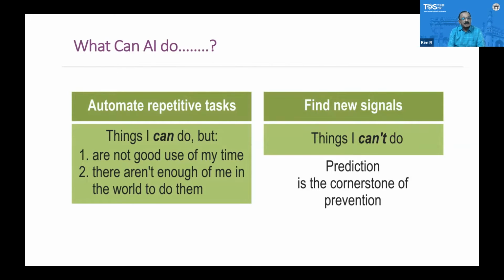So can AI do that? Yes, AI can be taught to learn and may do these repetitive tasks. More importantly, it can find new signals, which is finding out some things from the data that is there. As I said, the machines can crunch millions of data, which human brains can't do, and it is able to find out a few new things based on the data it is given.